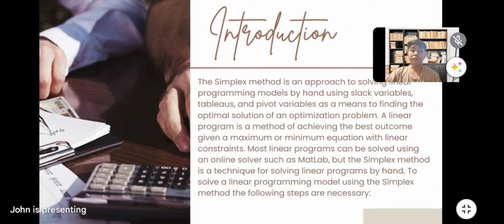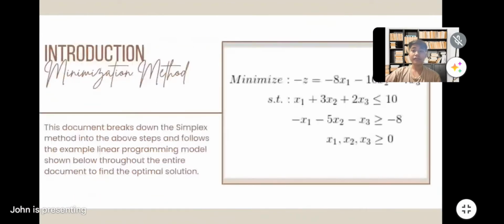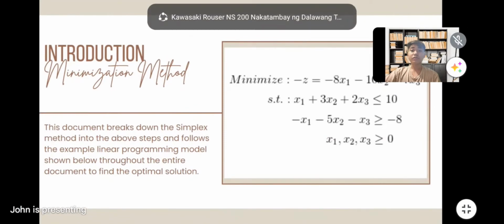To solve a linear programming model using the simplex method, the following steps are necessary. The first step is standard form, introducing slack variables, creating tableau, pivot variables, creating a new tableau, checking for optimality. So next, introduction for minimization method. This document breaks down the simplex method into the above steps and follows this example linear programming model shown below throughout the entire document to find the optimal solution.